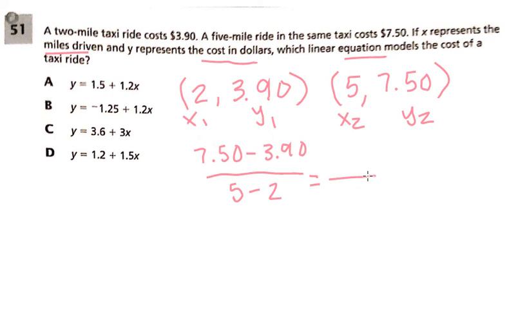So that's going to give me 750 minus 390. So I'm going to have $3.60 left here. And then 5 minus 2 is 3. Well, 36 divided by 3 is 12. So that is 1.2. So my equation is y is equal to 1.2x.